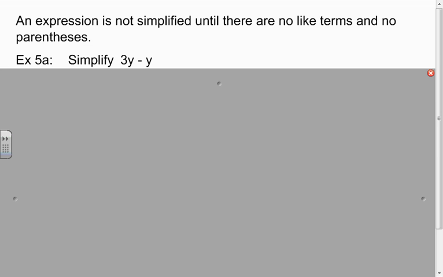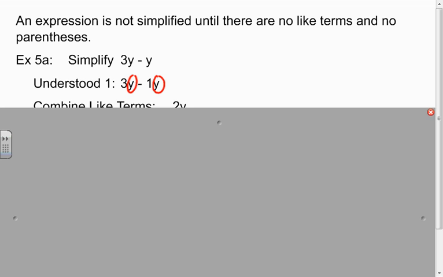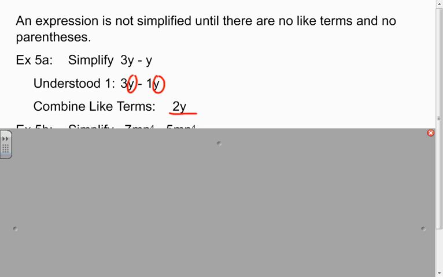Example, simplify 3y minus y. Now remember, for that second y there, there's really an understood 1 because there's no number in front of it. Now, these are like terms because the variable part of this one is y, the variable part of that one is y, so I can put these together. 3 minus 1 gives me 2y.